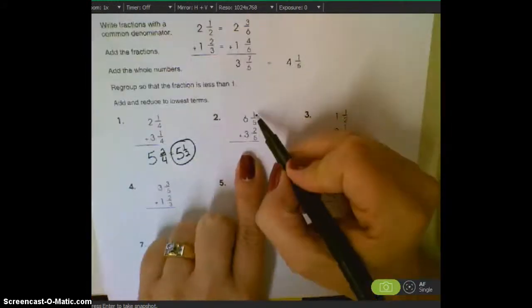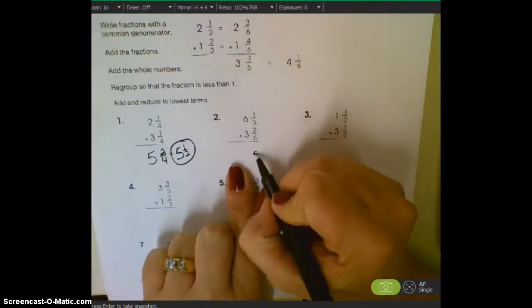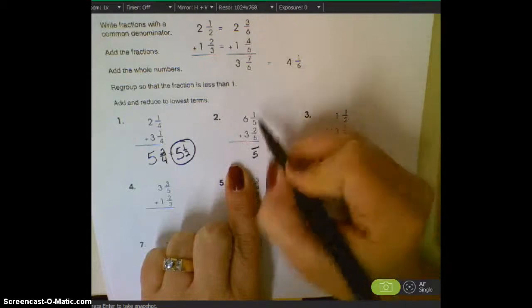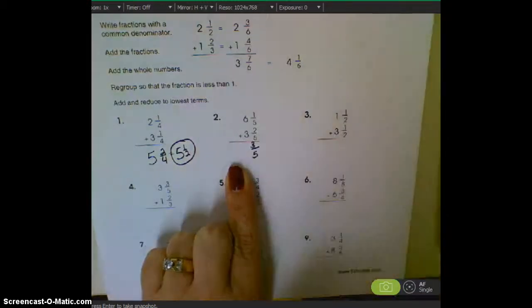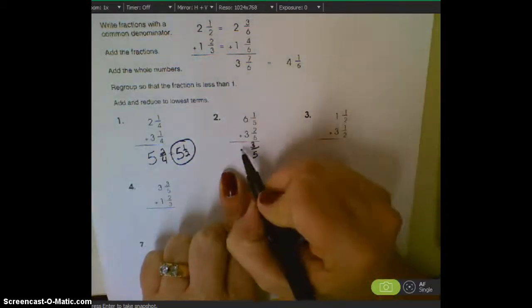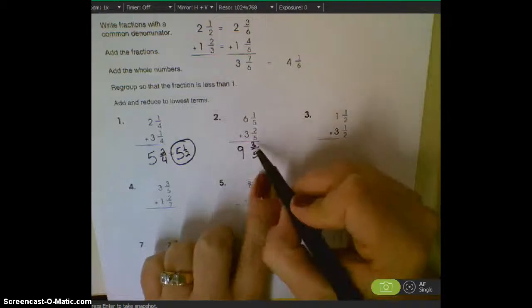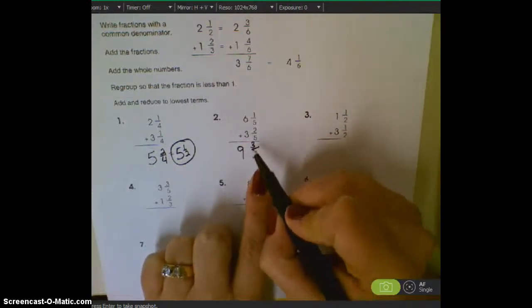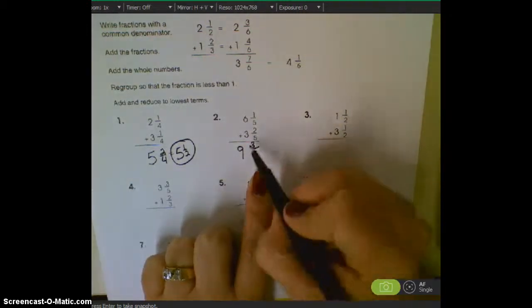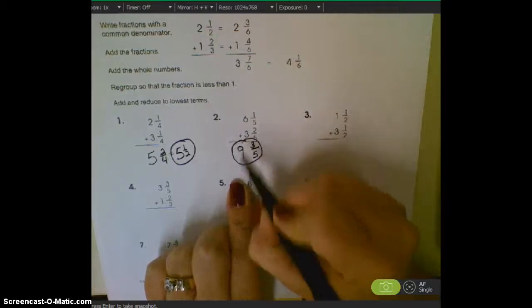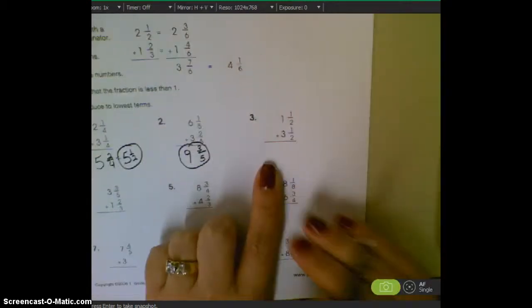This one, we're going to do the same thing. We're adding with our common denominator. Add our numerators. 1 plus 2 is 3, so we've got 3/5, and 6 plus 3 is 9. 9 and 3/5, they don't have any common factors except 1, so it's as small as it gets. We can leave it right there, 9 and 3/5.